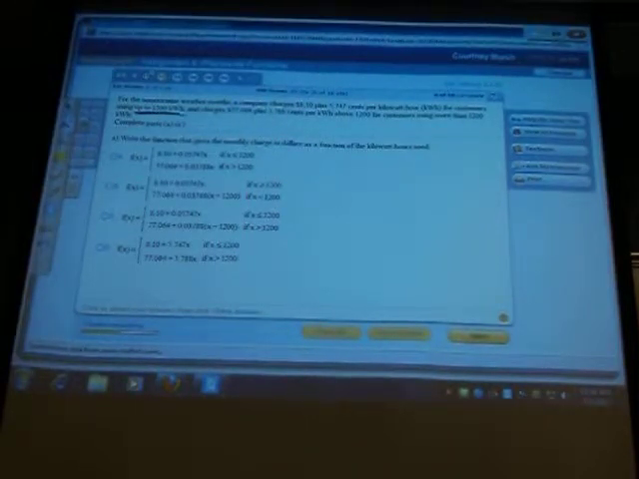Okay, up to 1,200 would be less than or equal to, up to something. So x is less than or equal to 1,200. Up to 1,200 would be less than or equal to 1,200.